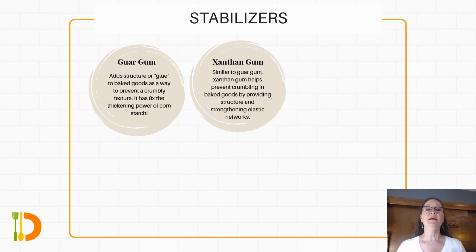Xanthan gum. This is similar to guar gum. Xanthan gum helps prevent crumbling in baked goods by providing structure and strengthening elastic networks. Xanthan gum is derived from sugar. The sugar can come from many different places, including wheat, corn, soy, and dairy.